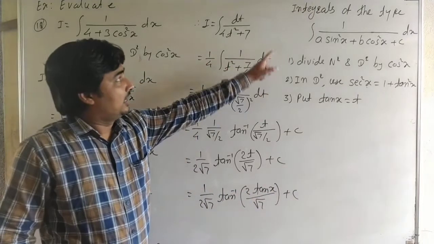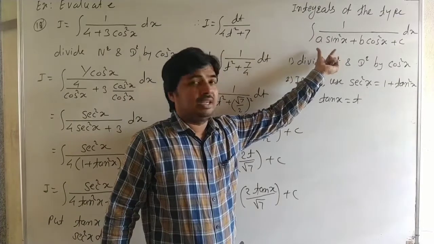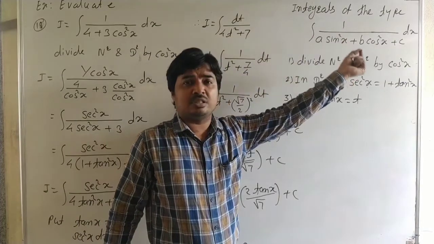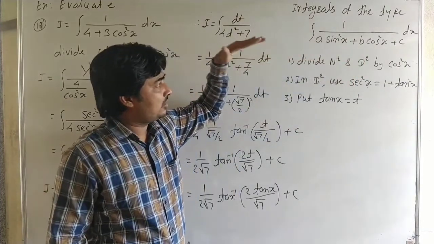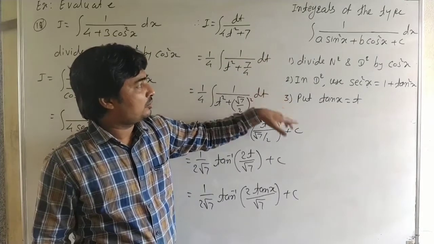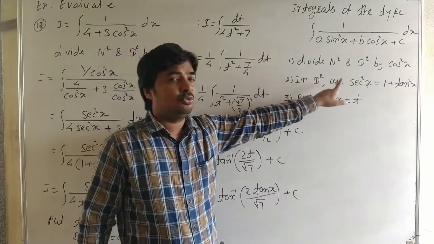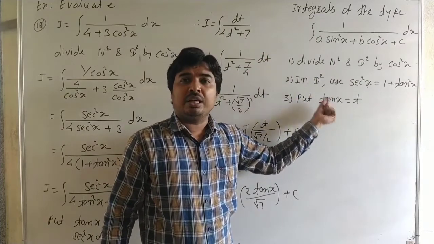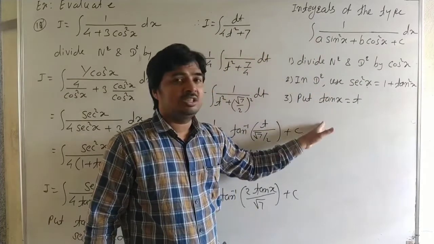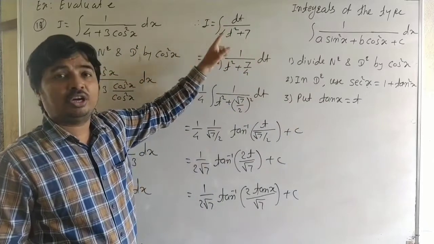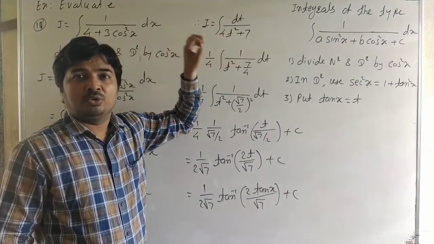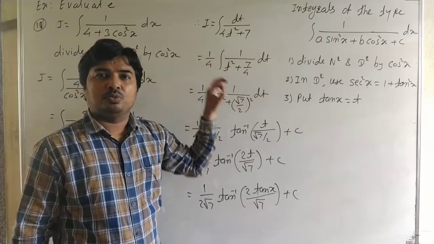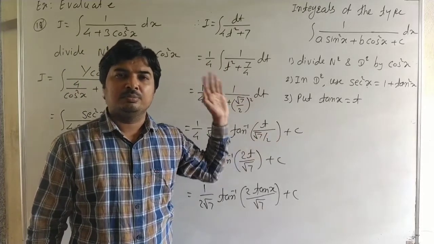See carefully. Integrals of the type 1 upon a sin square x plus b cos square x plus c. For such type of example, first divide numerator and denominator by cos square x, then in the denominator use sec square x is equal to 1 plus tan square x and put tan x is equal to t. After 3 steps we get 1 upon a quadratic function, and we know how to solve 1 upon a quadratic function. It is the complete square method.